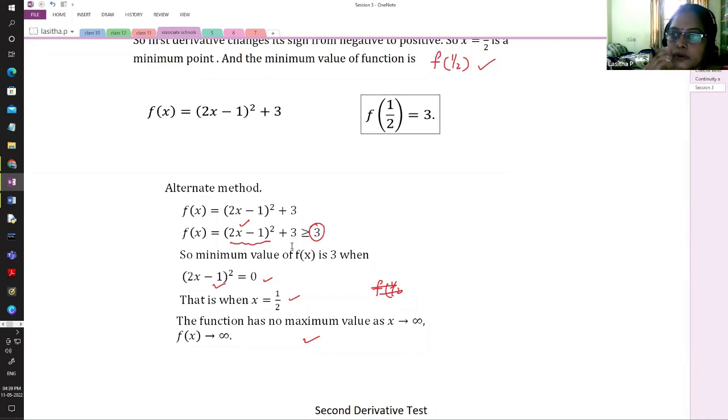Any different approach have you noticed for this question? Any different thought process, teachers?